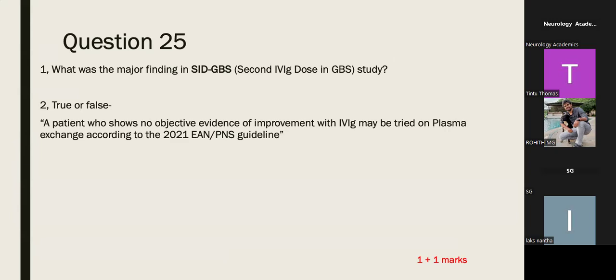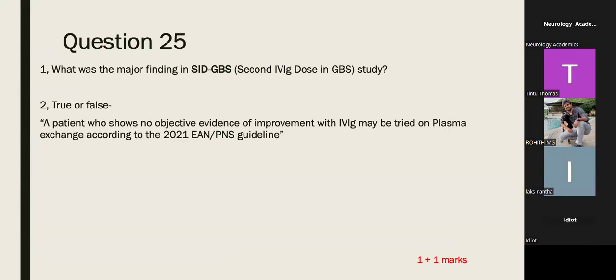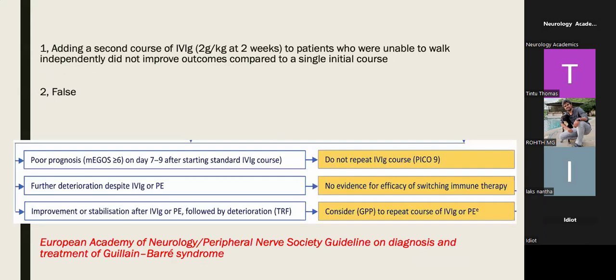And the second part of the question is, a patient who shows no objective evidence of improvement with one immunomodulatory therapy like IVIG may be tried on plasma exchange. According to the 2021 guideline, for further deterioration despite IVIG or plasma exchange, there is no evidence for efficacy of switching the immunotherapy to the next immunomodulatory therapy. So the statement is false.